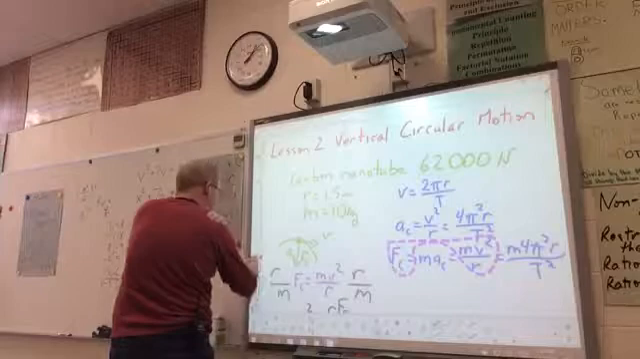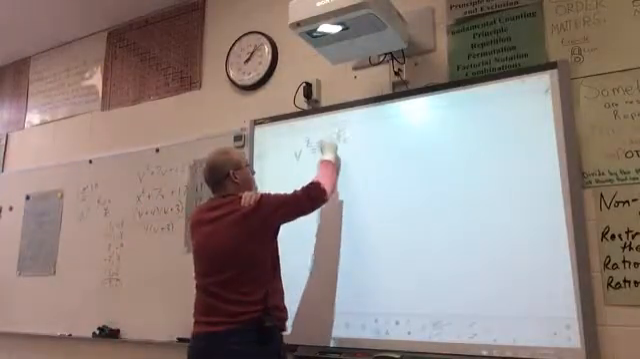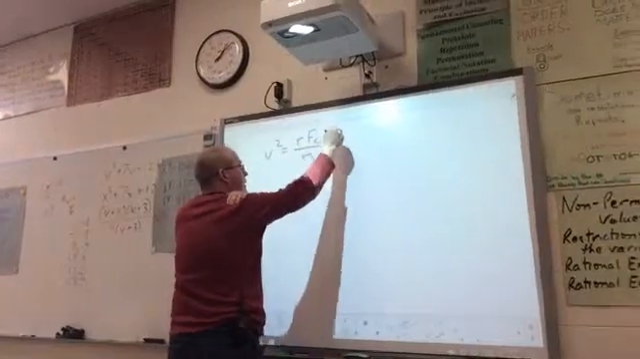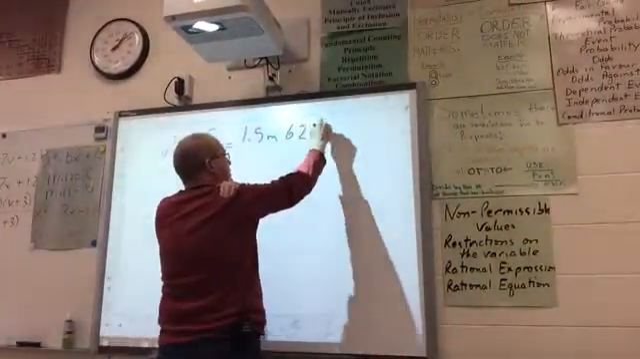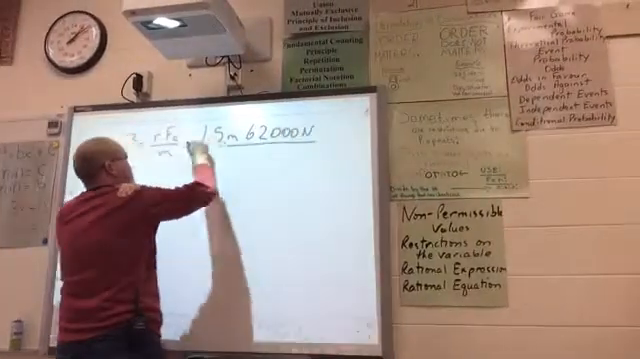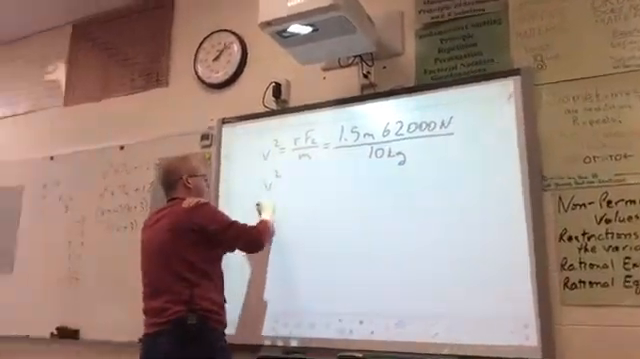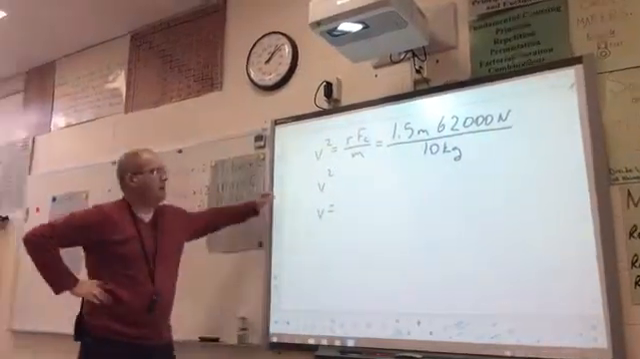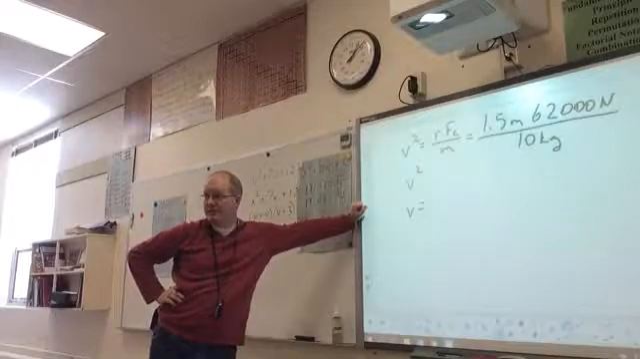Excuse me. Thank you. r F sub c. The radius is 1.5 meters, centripetal force 62,000 newtons, 10 kilograms. So velocity squared. Once you get to that point, the velocity squared is not a problem. Somebody grab a calculator and tell me what the number is. Thank you, Ryan.